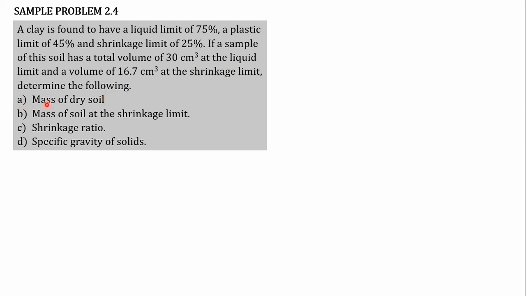A, determine the mass of dry soil. B is the mass of soil at the shrinkage limit. C is the shrinkage ratio. And D is determine the specific gravity of solids. Okay? So, ito yung ating solution.